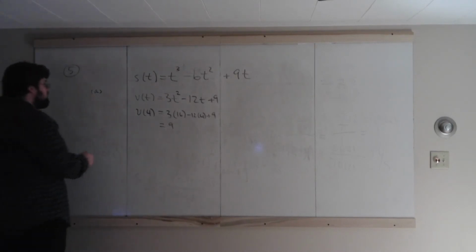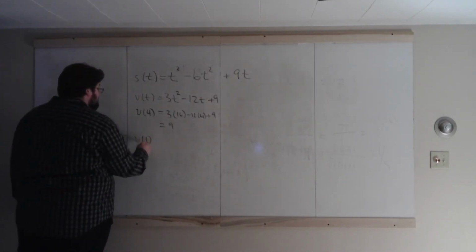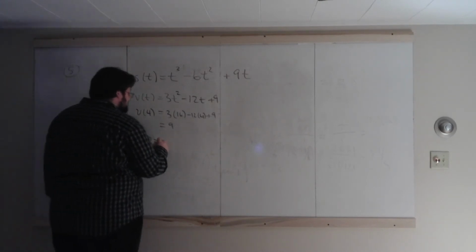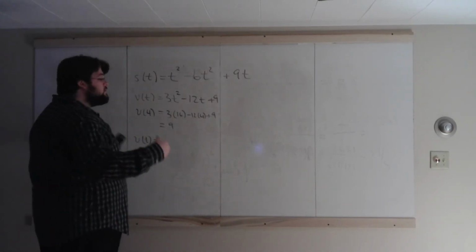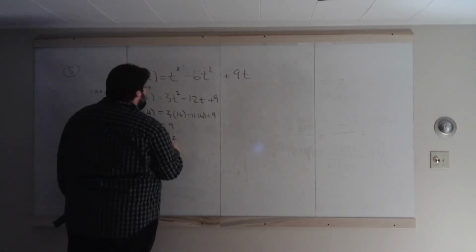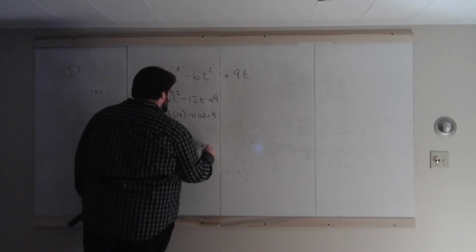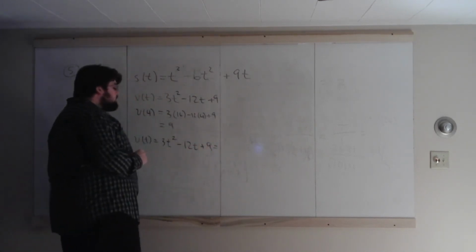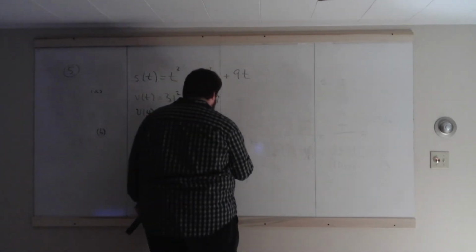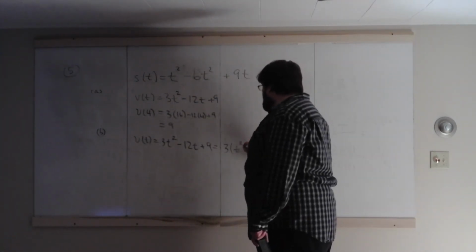Part B, when is the particle at rest? Well, the particle's at rest when it's stopped, which means the velocity is 0. Velocity, remember, is change in distance over change in time. So the particle will be stopping when the change in distance is 0. So set this equal to 0. I'd like to factor it first. First, you can factor out a 3 because all those things have a 3 on them.